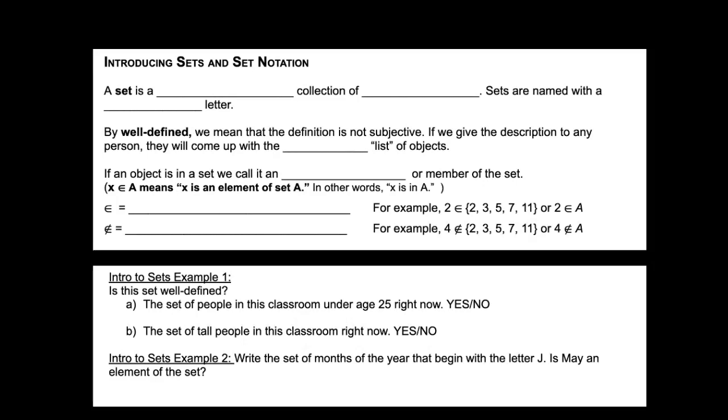In this video, I'm going to introduce the idea of a set and talk about set notation. So let's first talk about what a set is. A set is a well-defined collection of objects. Let's break that down a little bit more. What does well-defined mean? Well-defined just means that the definition is not subjective, meaning you don't have to use your opinion to figure out what's in the set.